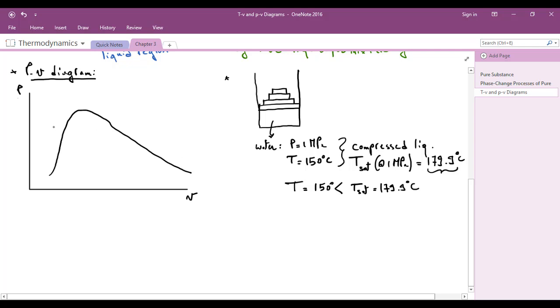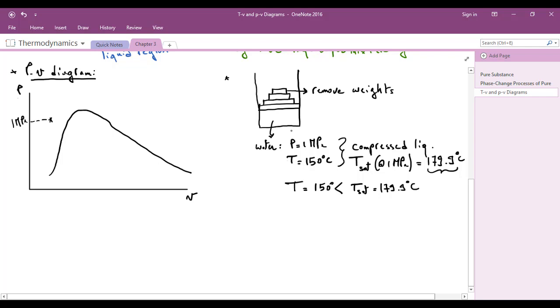So if we want to specify the location of this state, it will be in the compressed liquid region. So this is at the start at a pressure of 1 megapascal. Okay, now we will start decreasing the pressure. So we will remove the weights one by one. So we will remove the weights while holding the temperature constant.